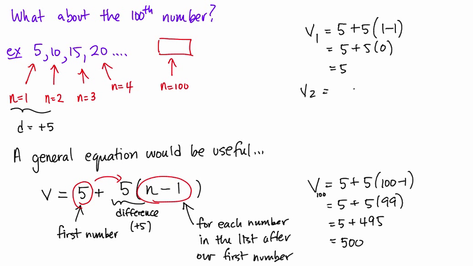Will it work for the value of number 2? 5 plus 5 times 2 minus 1, which is start with 5, add 5 just once. You don't need to add it for the first term, so you just add it one more time, and 5 plus 5 is 10. So, yeah, 5 and 10, so this 500 should work as well. Let's take a look at the second list that I gave you and see if we can figure out the 100th number from there.